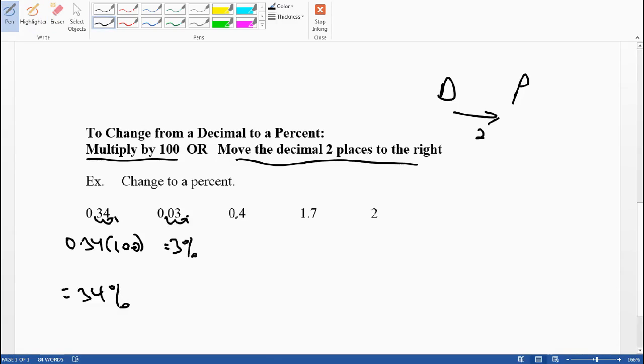Take this 0.4, move it 2 places to the right, using a 0 as a placeholder for missing places, becomes 40%. 1.7, move it 2 places to the right, that becomes 170%. The 2 has a decimal in the end, we don't see it, so I'm going to write it in. 2 places to the right, guess what that equals? 200%. Yes, you're going to have percents over 100, in case you're wondering. And that's all you're doing.